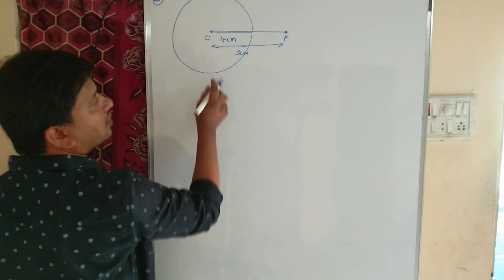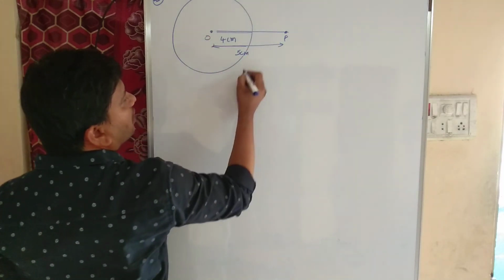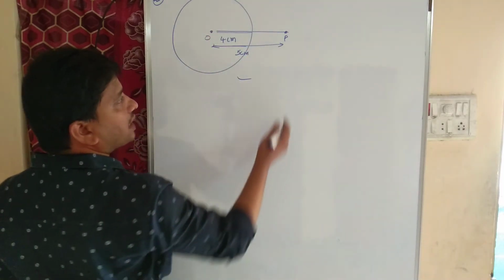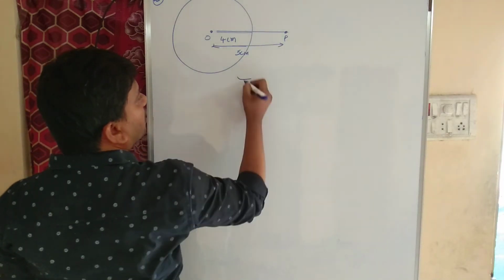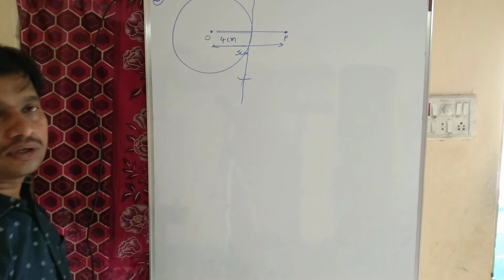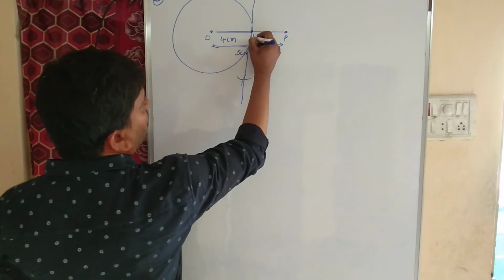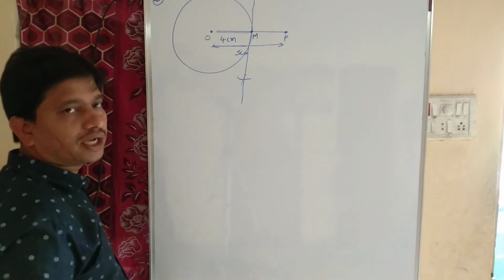O as center, take more than half as radius. We need to cut arcs, one above and one below, as well as P as center, one above and one below. We need to draw the perpendicular bisector of OP. The intersection with OP we mark as midpoint M.